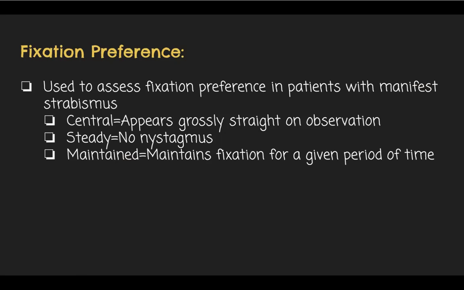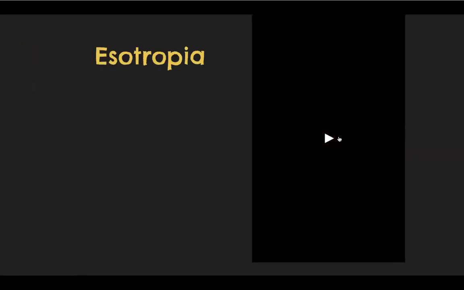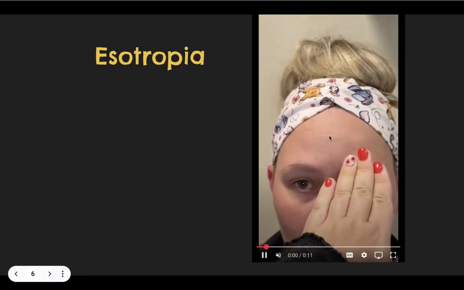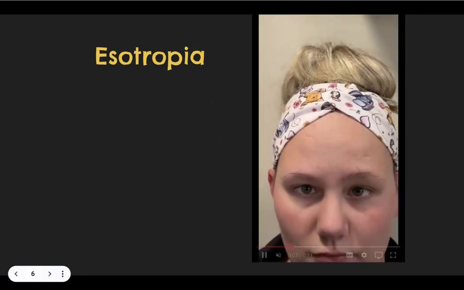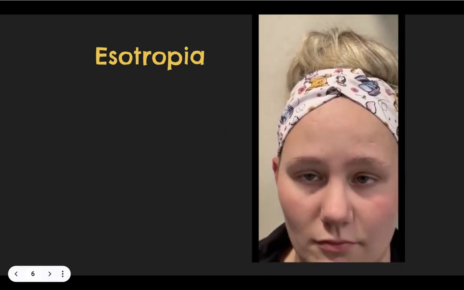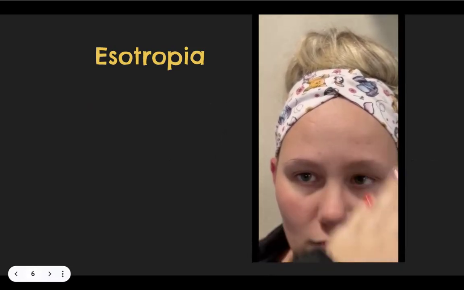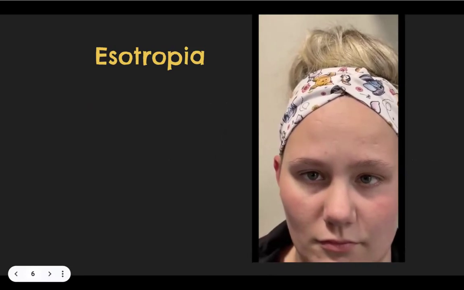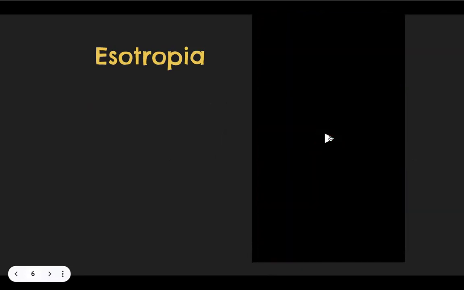In the next example, you will see a patient with esotropia. Notice as the left eye is covered, the right eye moves to pick up fixation. However, once the left eye is uncovered, it goes back to the original position of crossing. This would indicate that the right eye is central steady unmaintained.